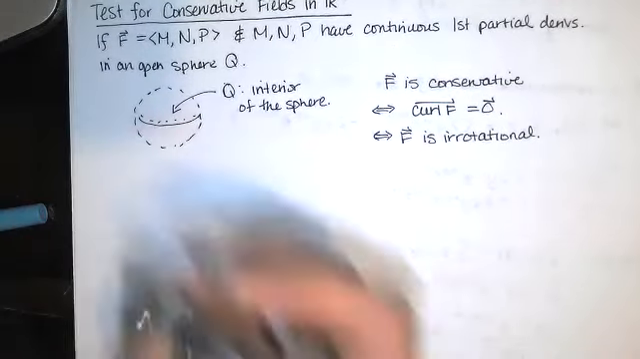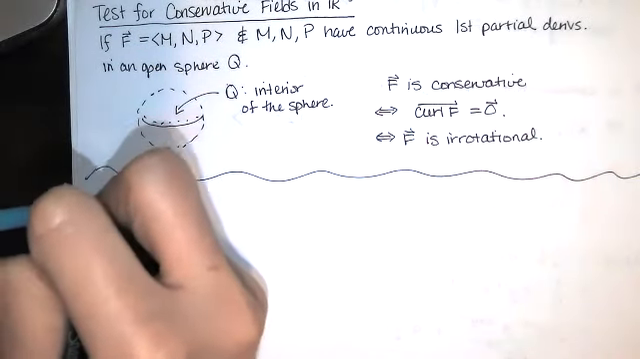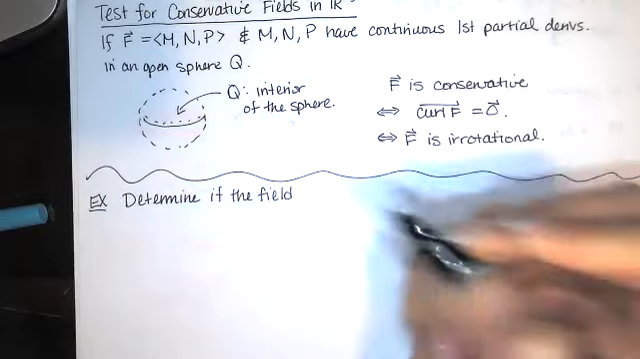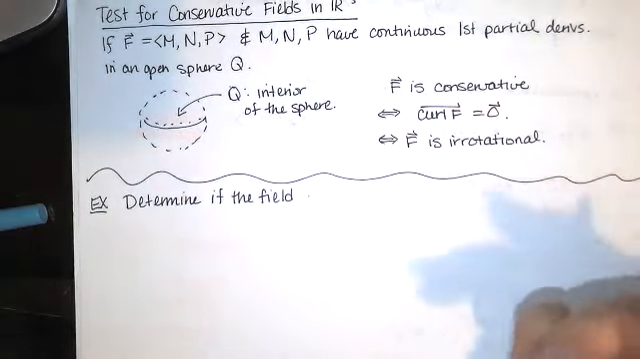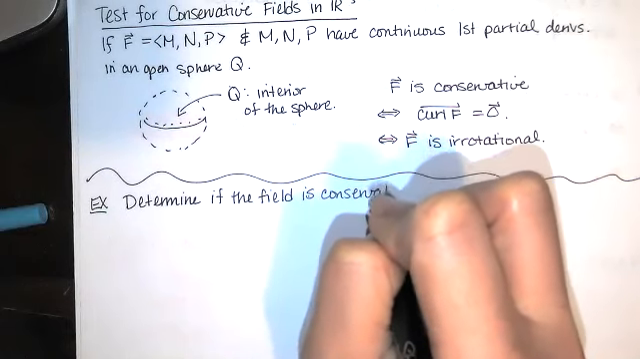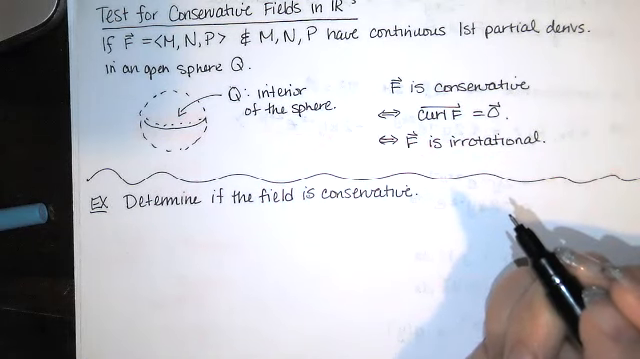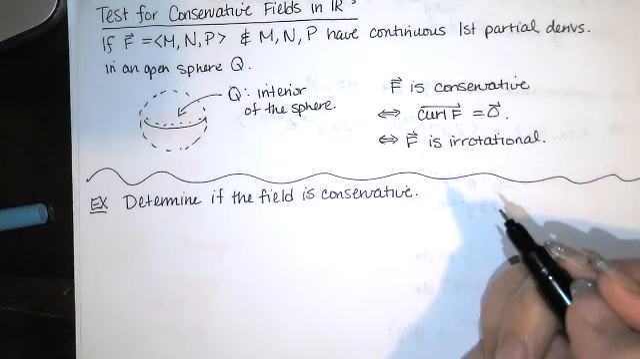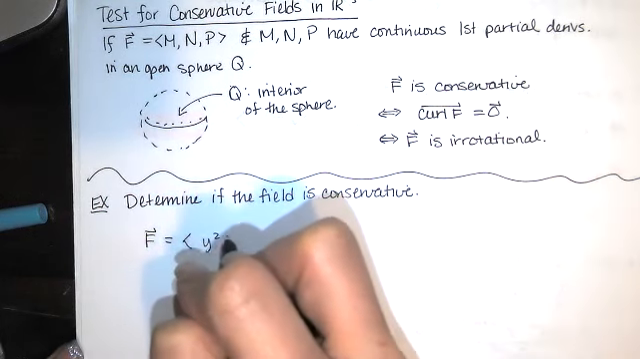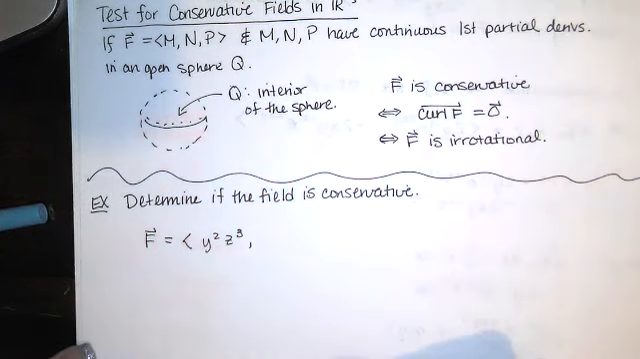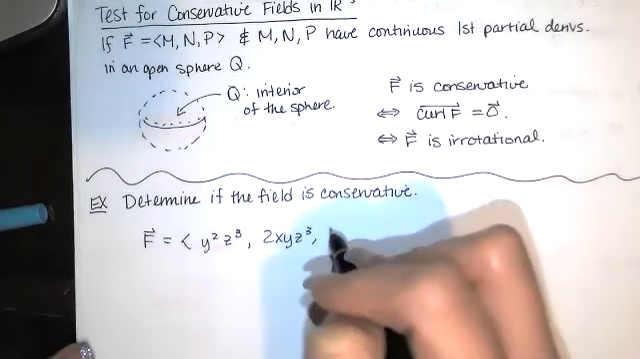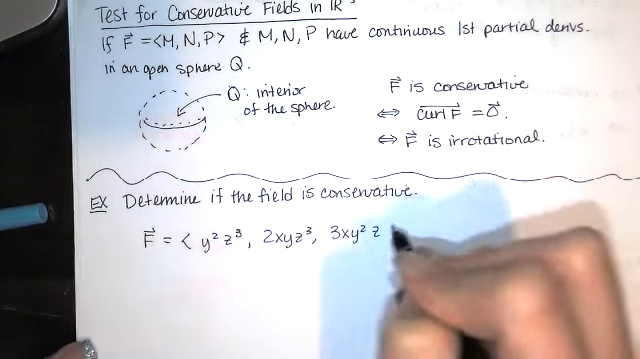So let's look at a field and see if it's conservative. Now, generally, you're not going to be told which test to use. You have to infer from context whether you have a field in 2D or 3D and then use the appropriate test. Okay, so let's say this is our field. We've got y squared times z cubed times i hat, and then we've got 2xy times z cubed times j hat, and 3x y squared z squared times k hat.